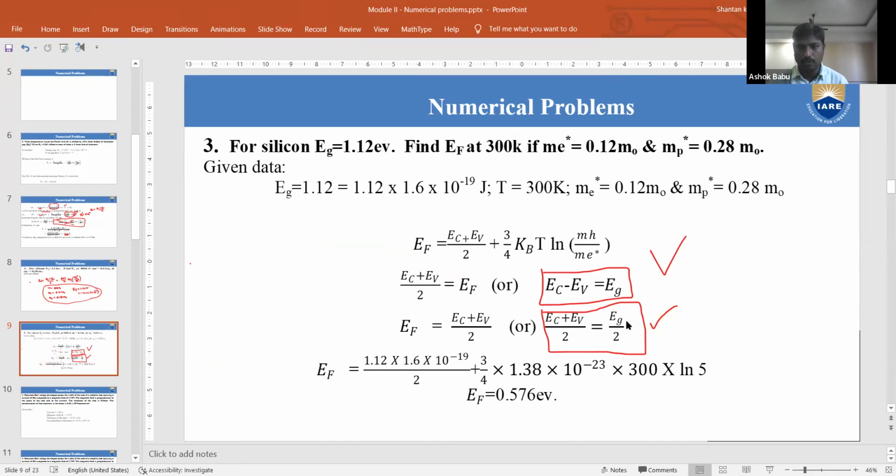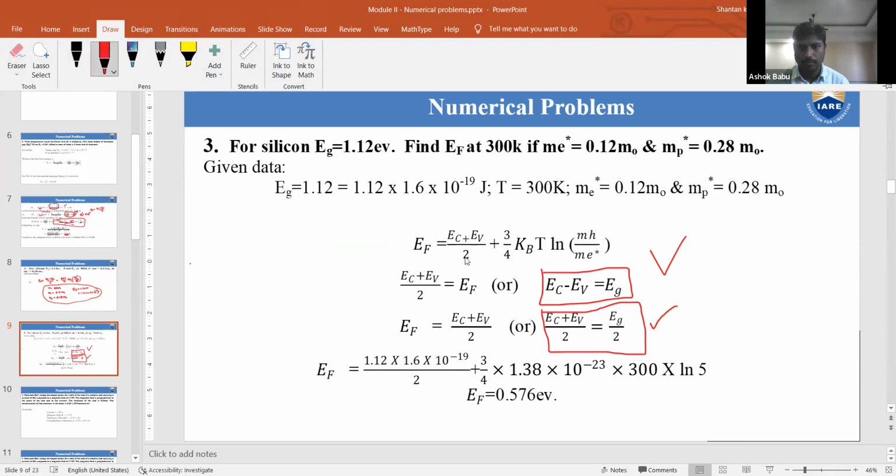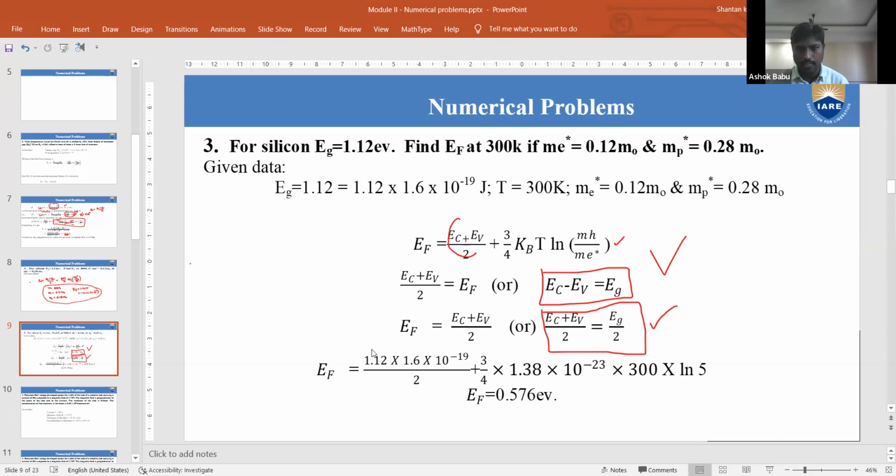By taking EC plus EV by 2 equals EG by 2, I am substituting here EG by 2 directly. Energy gap is 1.12 into 1.6 into 10 power minus 19 by 2 plus 3 by 4. K value, Boltzmann constant, is 1.38 into 10 power minus 23, and temperature is 300, by, don't substitute log 5 because here it is 0.12 divided by 0.28. Don't substitute 5 here. Take log of 0.12 divided by 0.28.